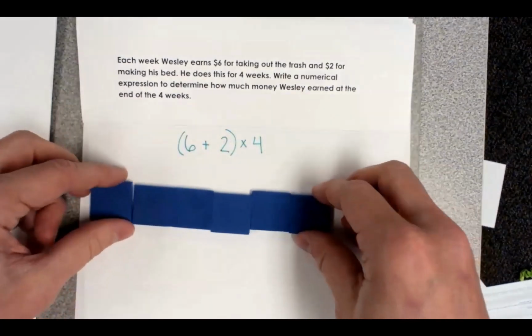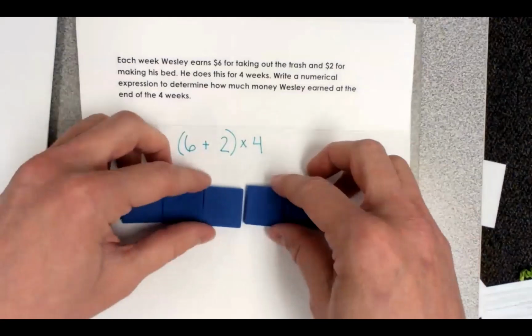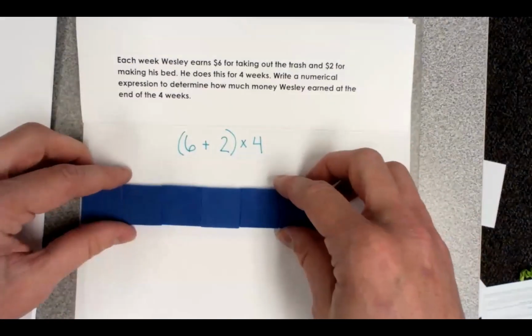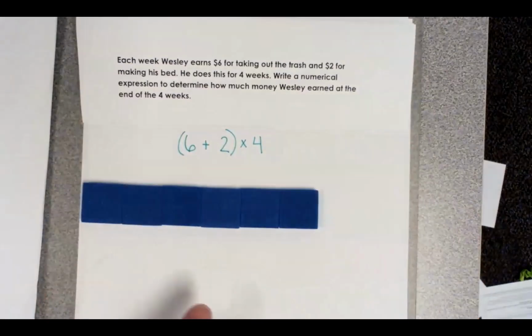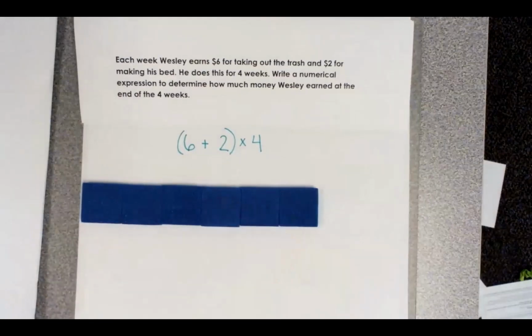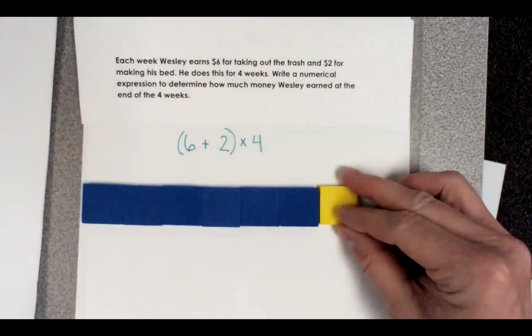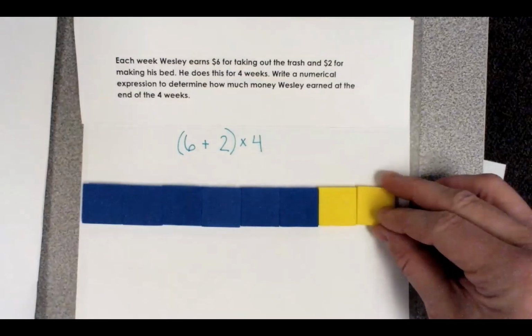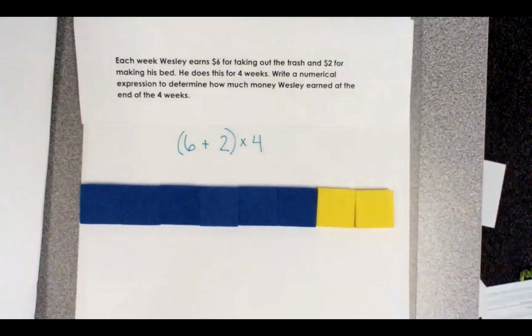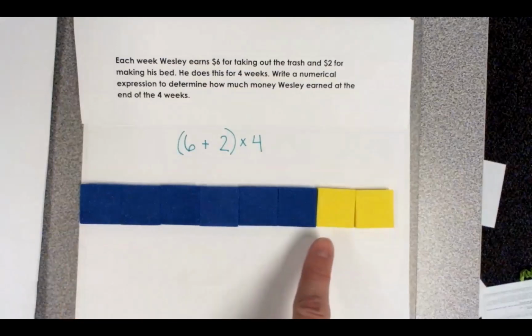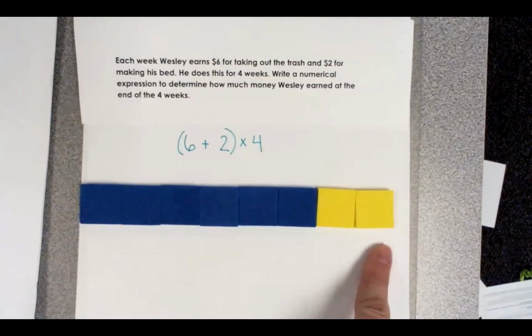It's going to help me figure out the answer or help me evaluate the expression. So I know that those 6 color tiles there, and it's a little dark, but those 6 color tiles there represent that $6 for taking out the trash. But then I also know that he got $2 more for making his bed. So every week I can see that he's making, I can count it, 1, 2, 3, 4, 5, 6, 7, 8, or I know that 6 plus 2 is 8.